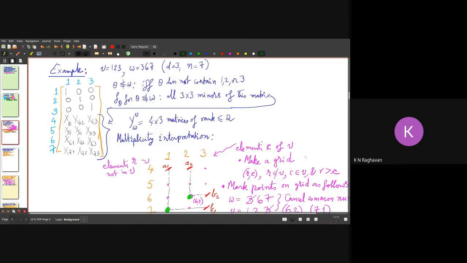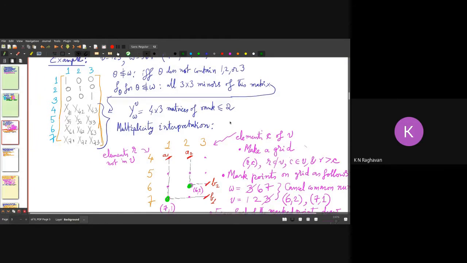Okay? And then clearly, the theta values are choosing 3 out of these 4. And so I'll get all the 3 by 3 minors of this 3 by 4 matrix. So what is YVW? It's precisely 4 by 3 matrices of rank less than or equal to 2. Okay. I want to give you the theorem about multiplicity, but let me work it out in this particular example first.